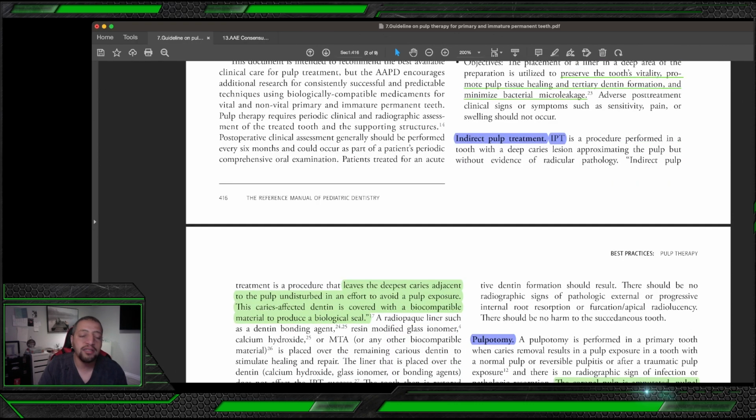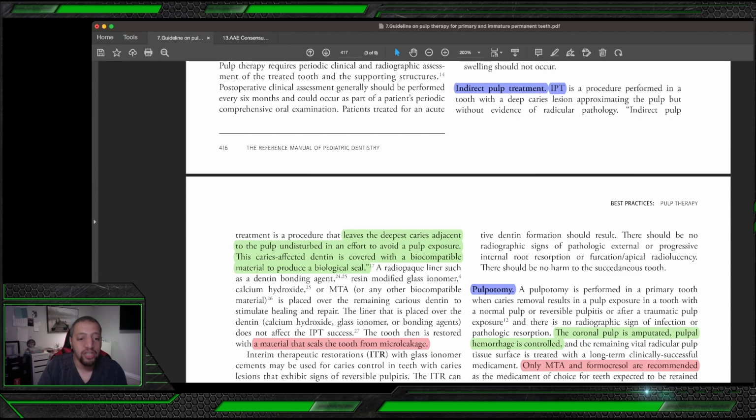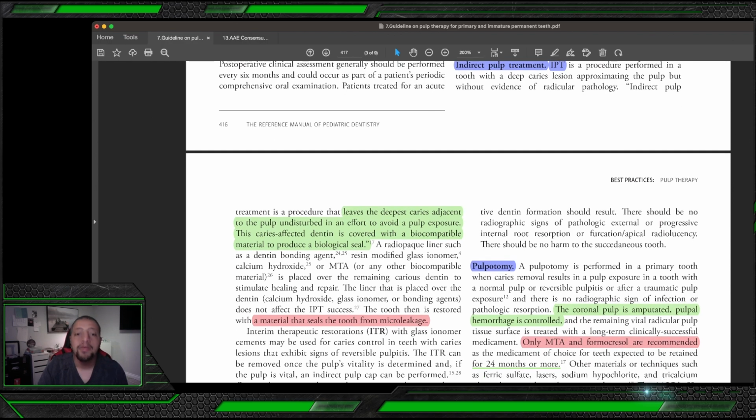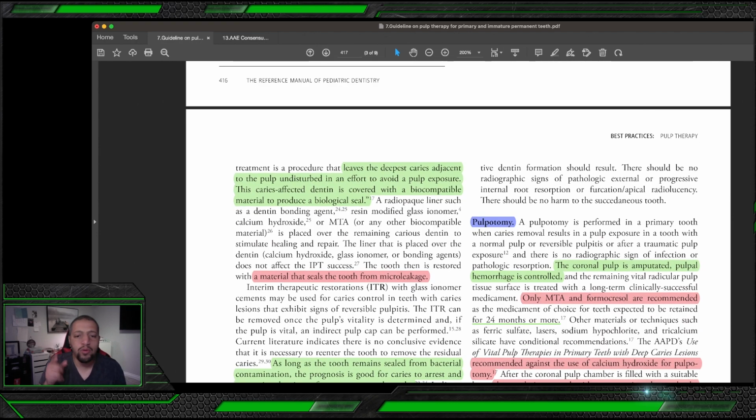So remember this one, we're going to say it a lot more than once in this article. In this line of treatment, we leave the deepest caries adjacent to the pulp undisturbed in an effort to avoid a pulp exposure. This caries-affected dentin is covered with a biocompatible material to produce a biological seal. Meaning, we're going to leave the deepest part of the caries, which, as I mentioned in a different article, will be hard and discolored, which means it's affected, not infected.